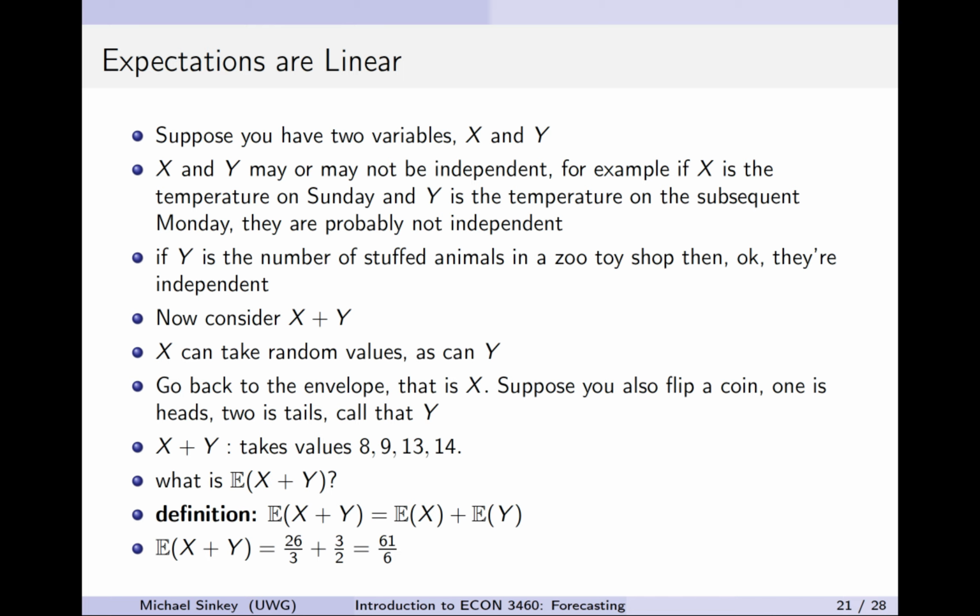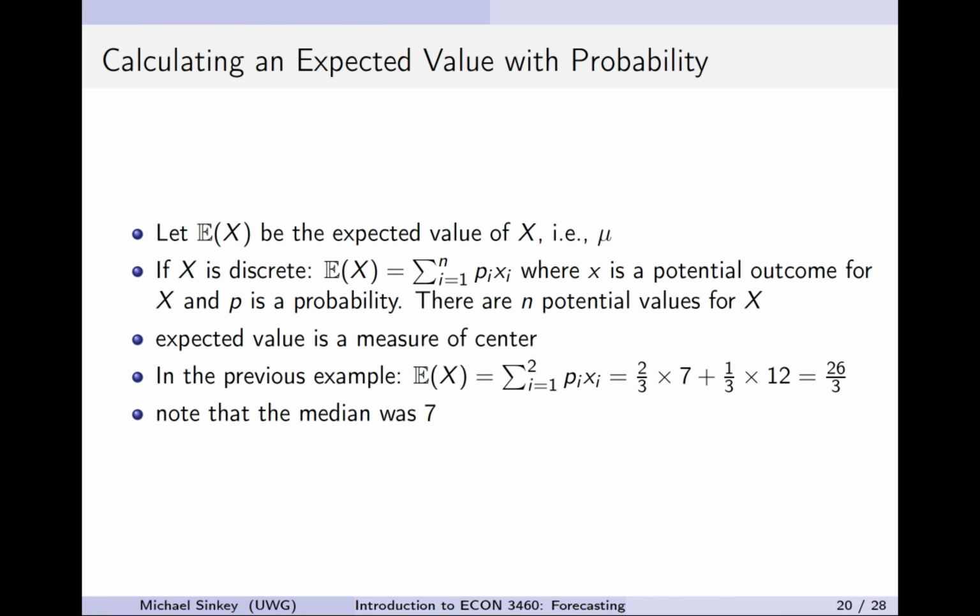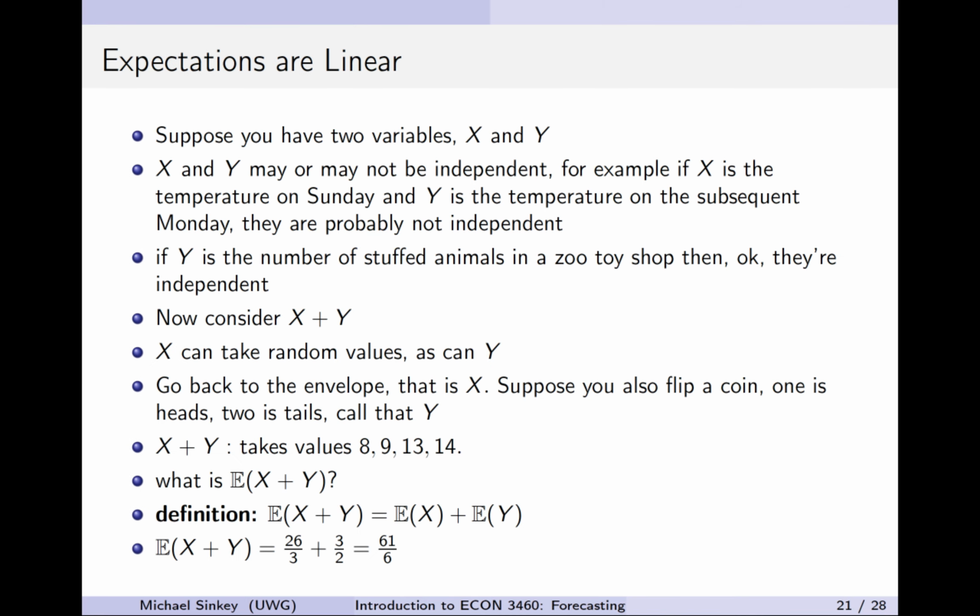So here's an important definition for random variables. If I have 2 random variables, x and y, even if they are not independent, the expected value of x plus y is the expected value of x plus the expected value of y. Now we already know the expected value of x is 26/3. The expected value of y is 1/2 times 1 plus 1/2 times 2, because 1/2 and 1, and 1/2 and 2 are the probability density function for y. You add 26/3, that's the x, plus 3/2, that's the y, and you get 61/6. That's the expectation of x plus y.